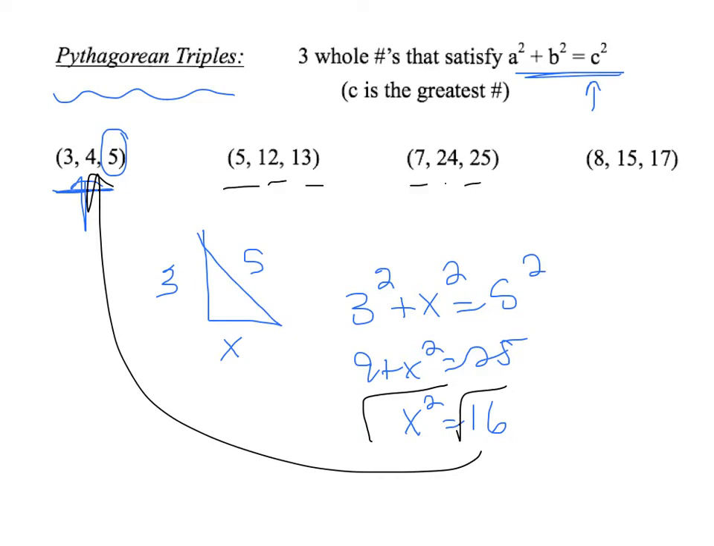Now this also works if you have multiples of these sides. So for instance, if this was a 6 and a 10, you could probably guess that this side would be an 8 because of your Pythagorean triples. Both sides are just multiplied by 2.